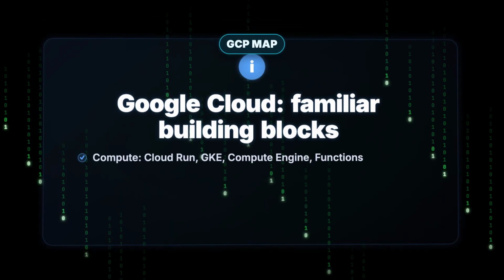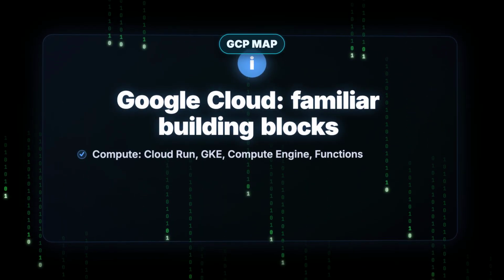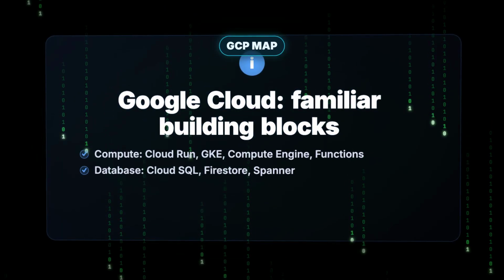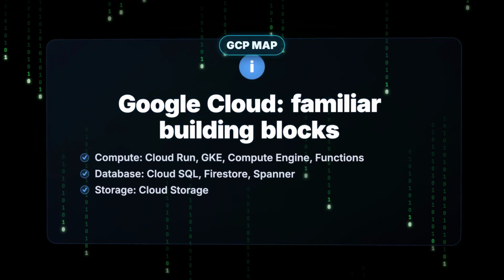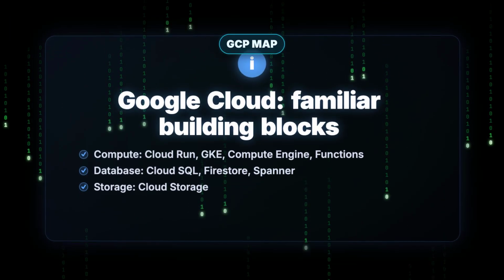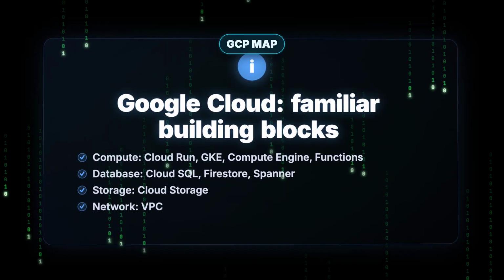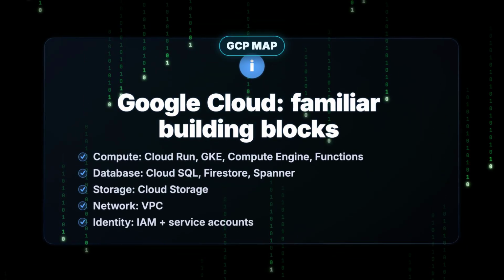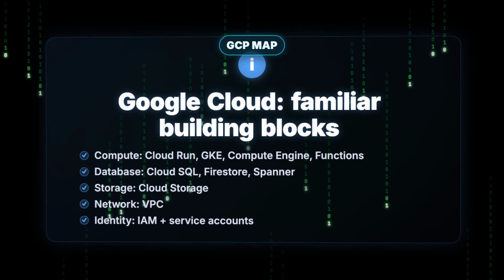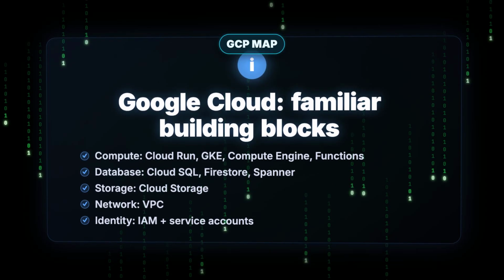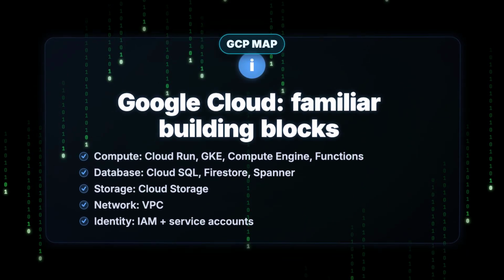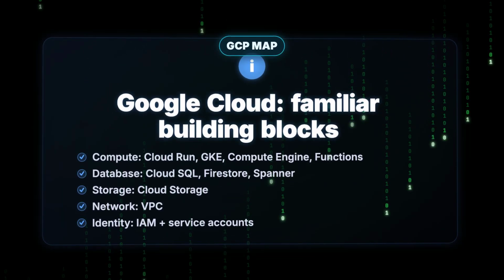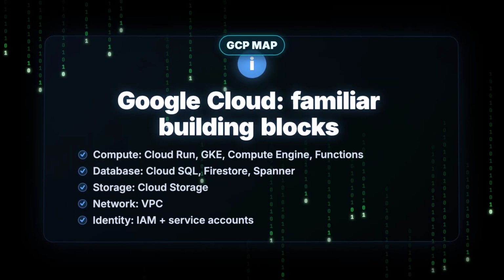Cloud Run is a beginner-friendly way to run a containerized web service because it manages the server layer and can scale based on requests. GKE is managed Kubernetes for more complex container orchestration. Compute Engine provides virtual machines. Cloud SQL is a managed relational database service with MySQL, PostgreSQL, or SQL Server options. Cloud Storage holds files. IAM and service accounts provide permissions for applications and automation.